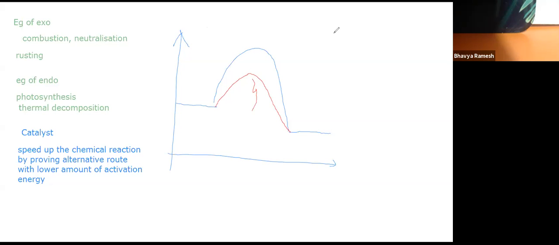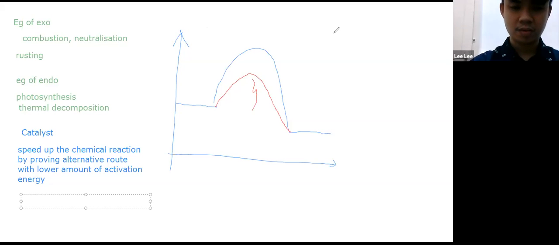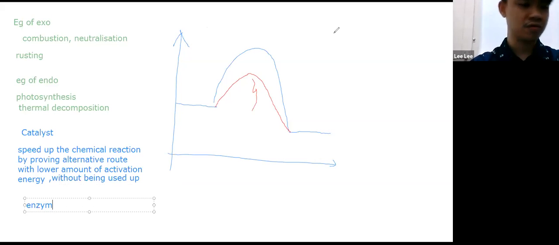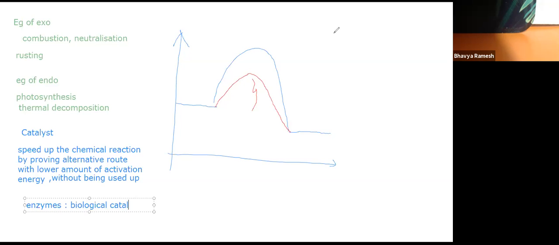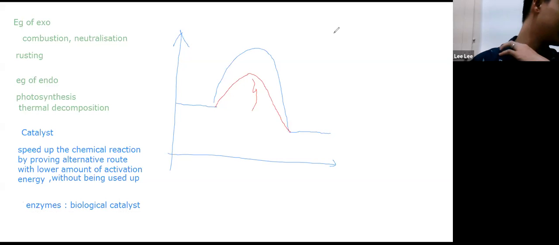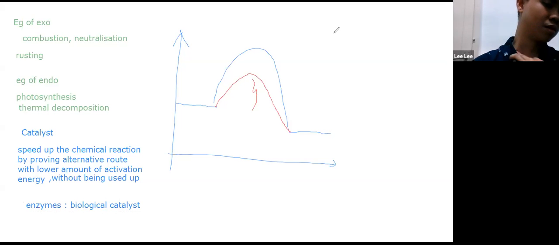Enzymes. What are enzymes? Biological catalysts. That's why, again, they are not used up. So a catalyst won't be used up. If you take the GCSE exam, you have to mention enzymes as biological catalysts. Anyone have questions until here? No. Do you want to take a picture?